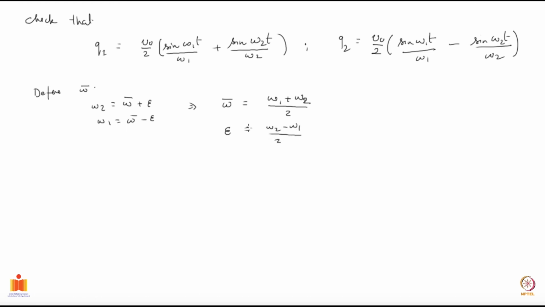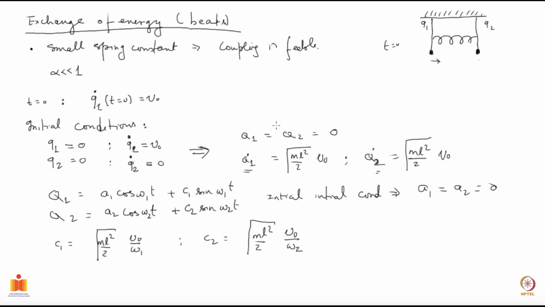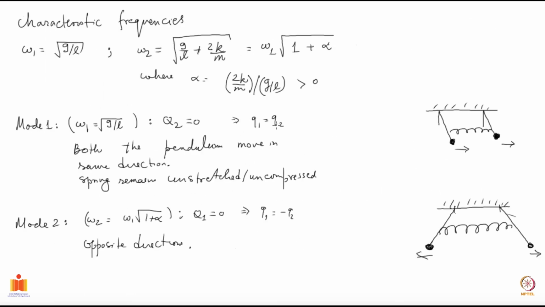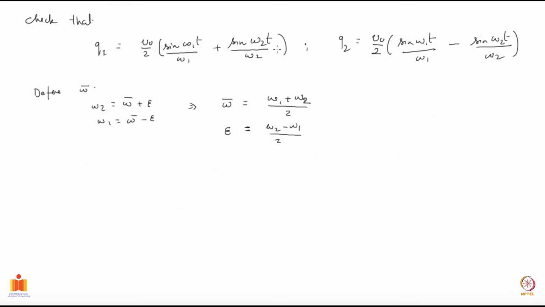You can see why I'm putting epsilon. Epsilon usually denotes small quantities. The reason being that I have taken the coupling to be small. If the coupling is small, then omega 2 is also close to omega 1. So I'm just defining omega bar, which is the average of the two, which will be almost omega 1, and epsilon will be very close to 0. So that's what I'm doing.